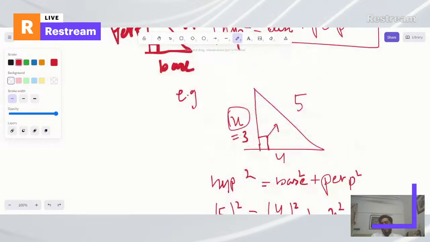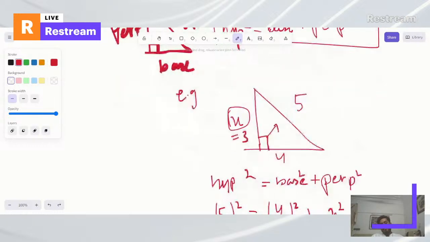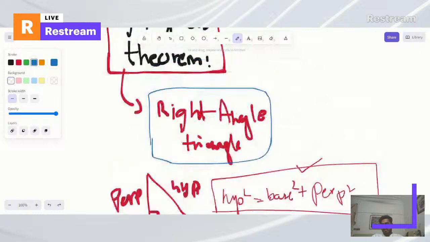This is how we can use the Pythagoras theorem to find the length of any one side if we are given the two other lengths, specifically in a right angle triangle. This is very important: it is only utilized when there is a right angle triangle. It can't be applied to any other type of triangle.